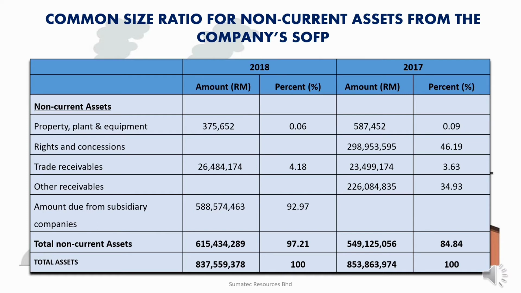For non-current assets, property, plant and equipment for 2017 is 0.09%, while in 2018 it is 0.06%. For rights and concessions, in 2017 it is 46.19%, while in 2018 there are no rights and concessions. Moreover, for trade receivables, in 2017 it is 3.63%, and for 2018 it is 4.18%.